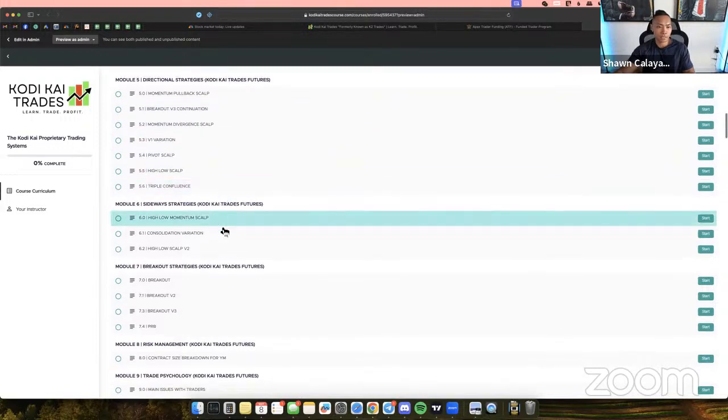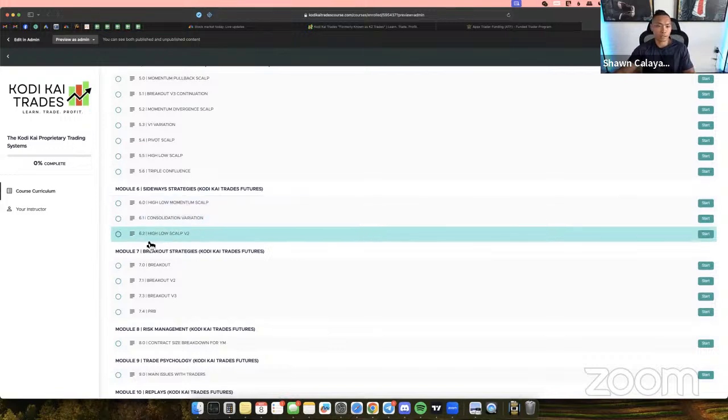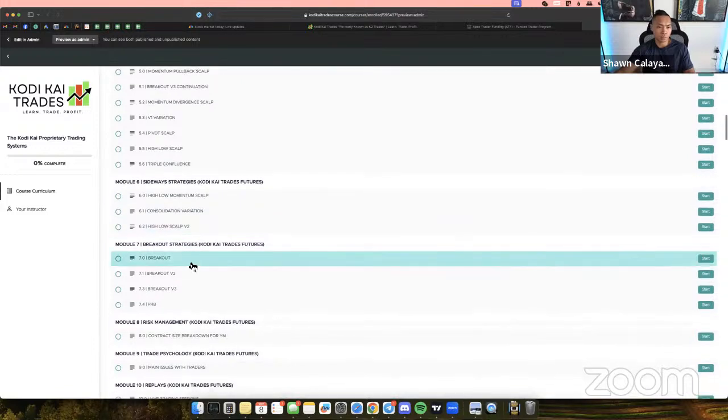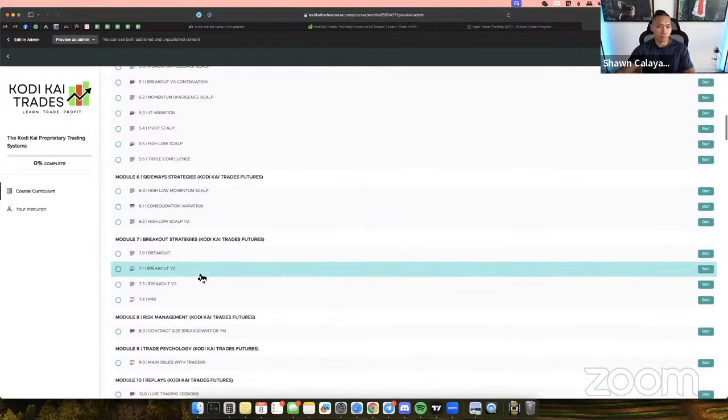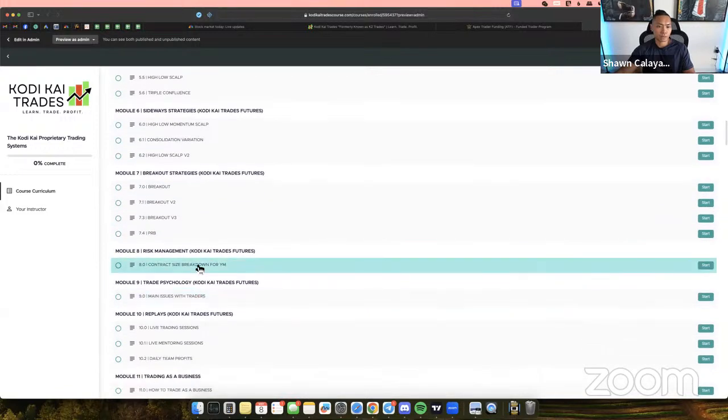And for the sideways strategies like this type of market, this is what a lot of people are mentioning, right? The high-low momentum scalp, consolidation variation, high-low scalp V2, and then also the breakout strategies as well: breakout V2, breakout V3, PRV.